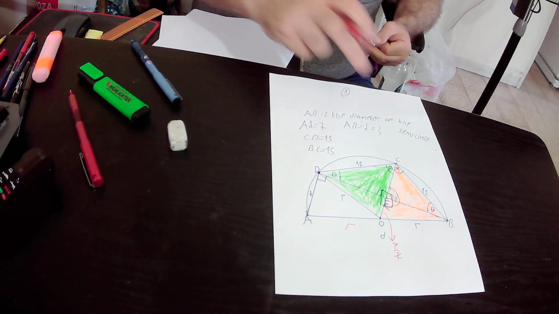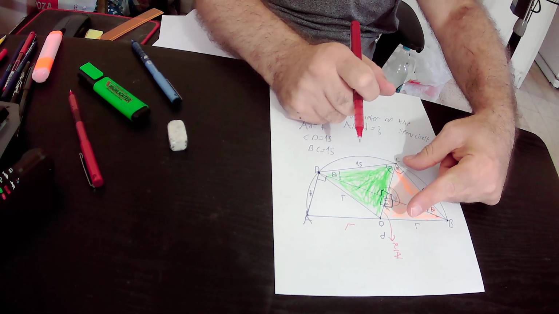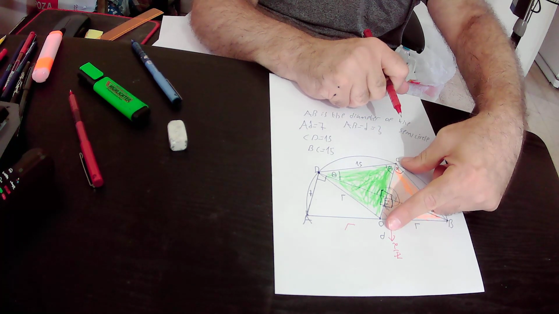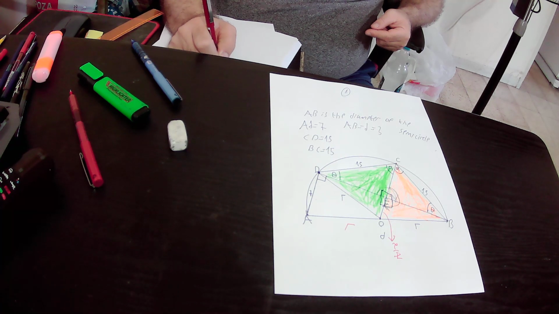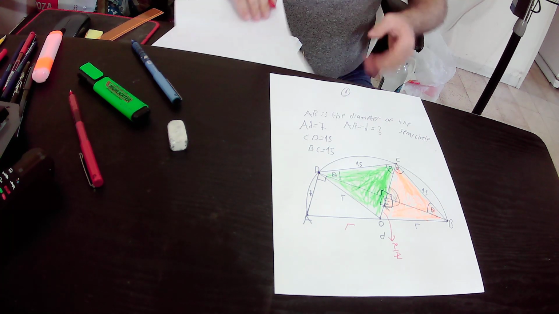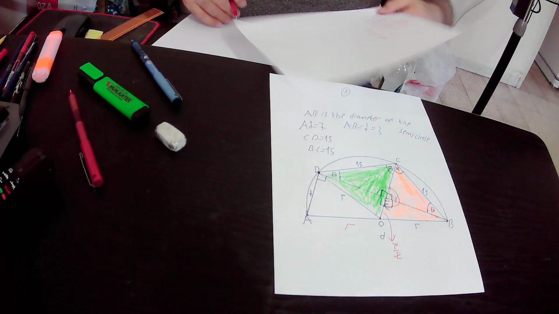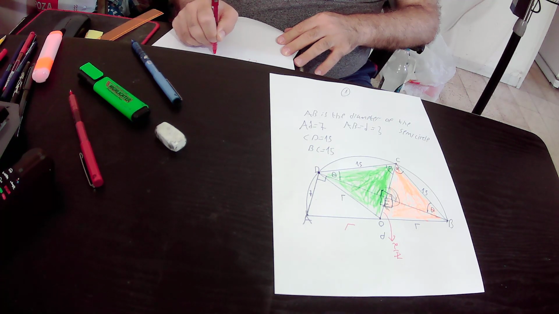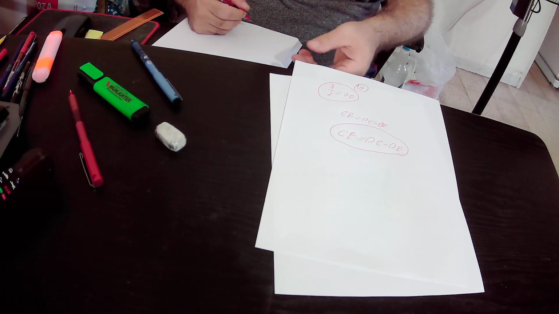And what is the value of CE? CE equals OC minus OE. Again, CE equals OC minus OE.